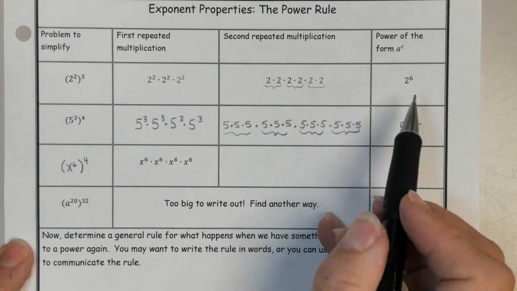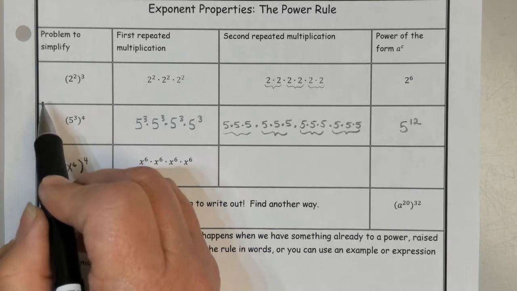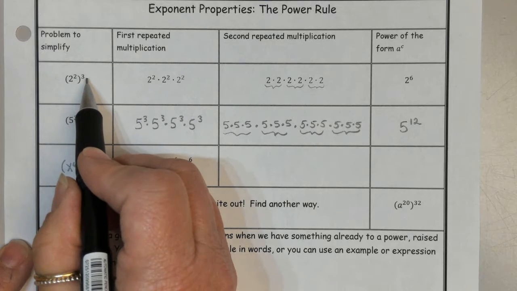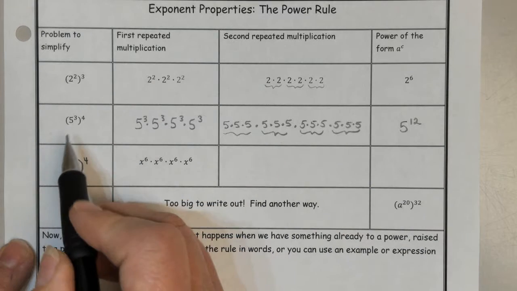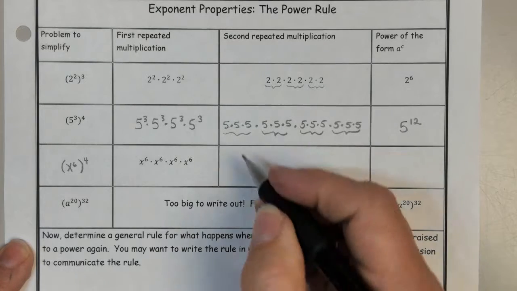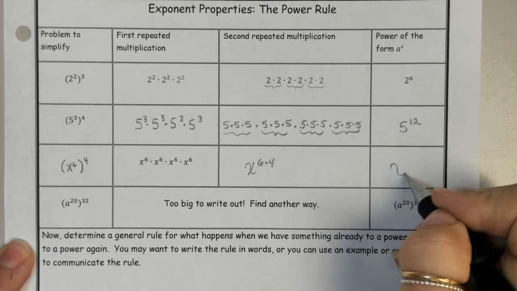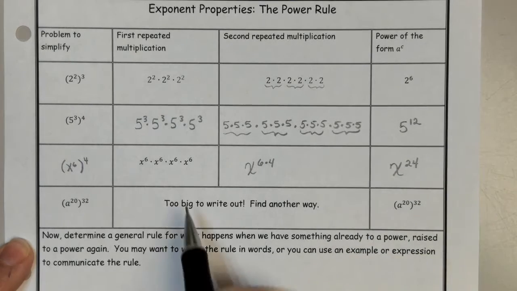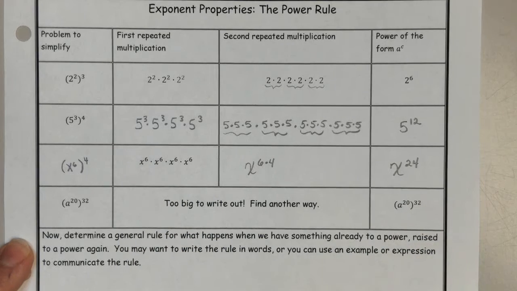Look up here. This ended up being 2 to the 6th power. What I did was I multiplied my 2 times my 3. 2 times 3 is 6. This is the only time you multiply exponents, is when it's a power raised to a power. 3 times 4 is 12. So here, if I do x to the 6 times 4, that's going to be x to the 24th power. And if I had written out 6 groups of x's 4 times, that would be a total of 24 x's multiplied by itself. So again, this one would be way too big to write out.